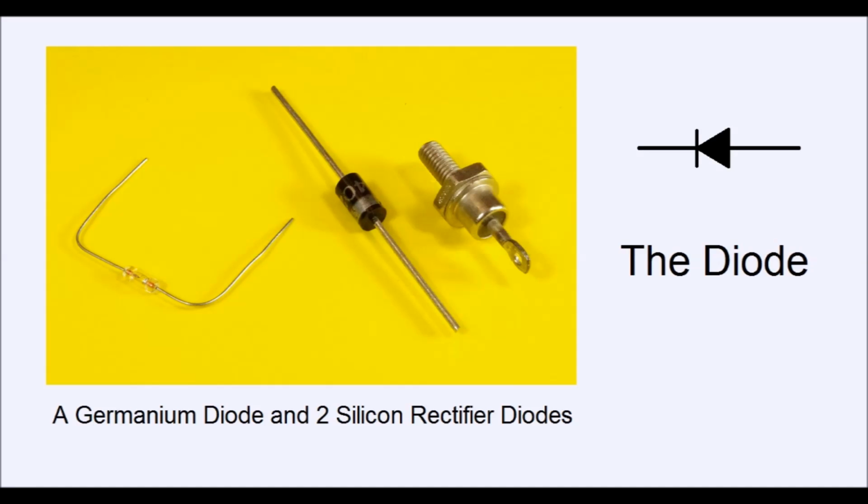Diodes are semiconductor devices using either silicon or germanium to control the flow of electrons. They will conduct current when a voltage is applied in one direction, but not in the opposite direction. The symbol has a triangular arrow which points in the direction of current flow. And remember that current flow is in the opposite direction from actual electron flow.